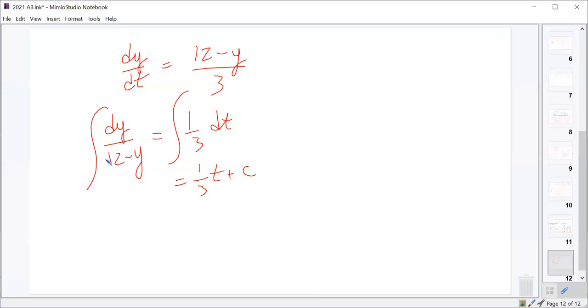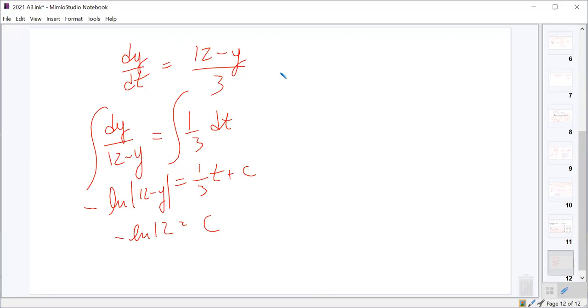And dy over 12 minus y, how do we integrate that? It's a u sub, u equals 12 minus y, which gives us a negative natural log absolute value 12 minus y. Everybody good there? And when t is 0, y is 0, so negative ln 12 equals the constant.